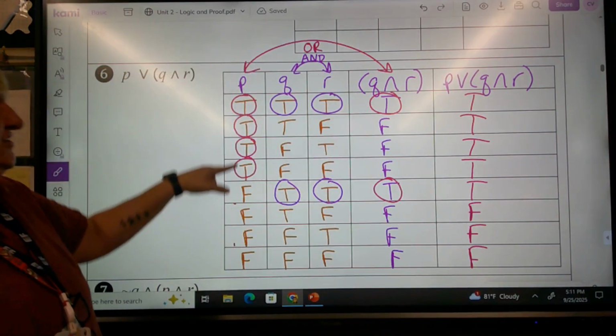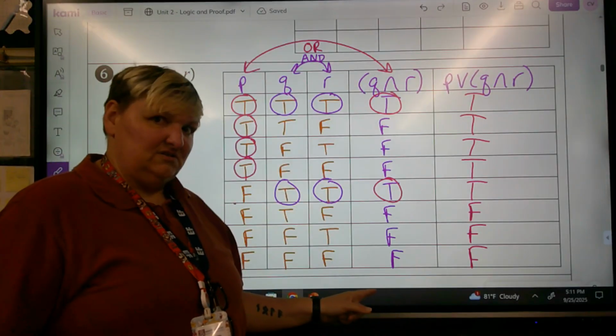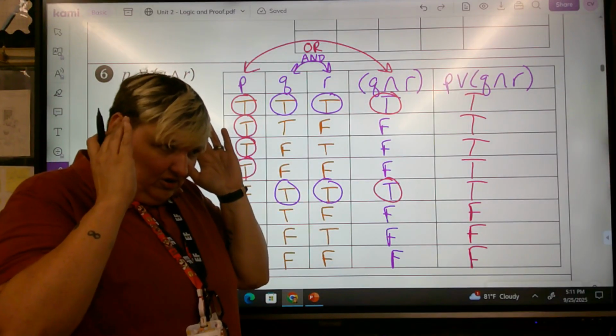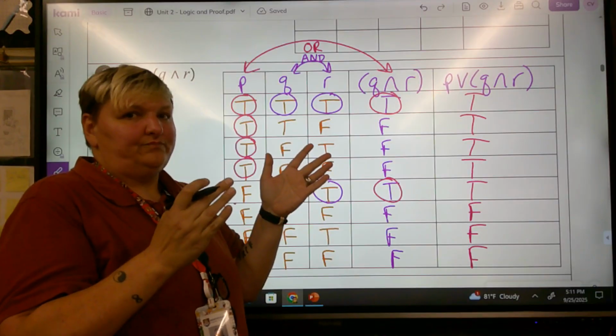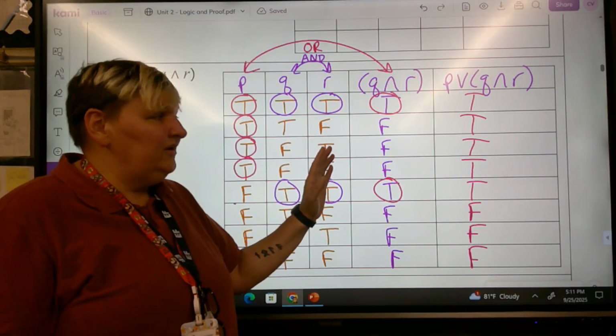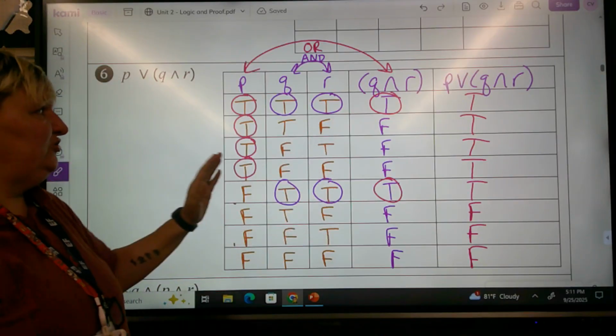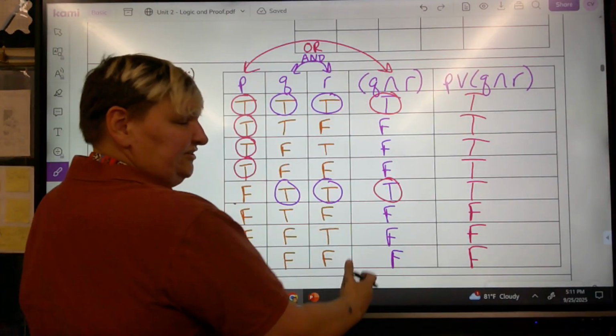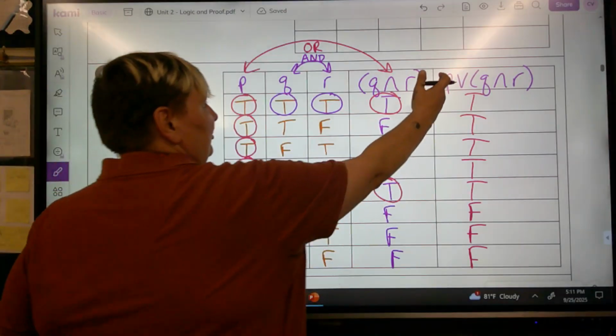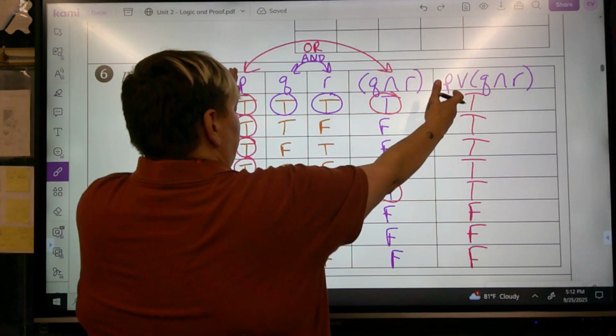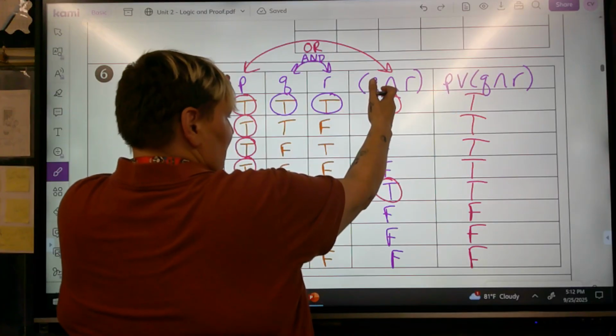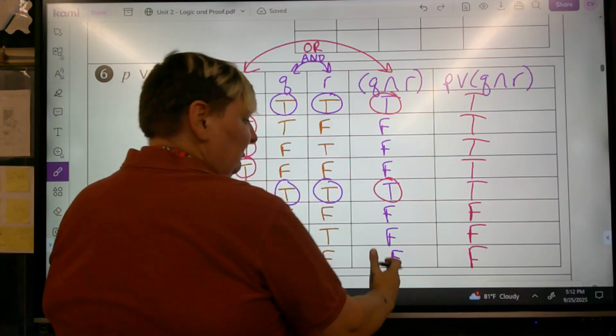Make sure you're using the correct columns, right? It can get overwhelming and they can get mixed up. That's why I'm using different colors, so you can visually see that they're different columns. And if we're going to use P or this column, then we need to focus on this column.